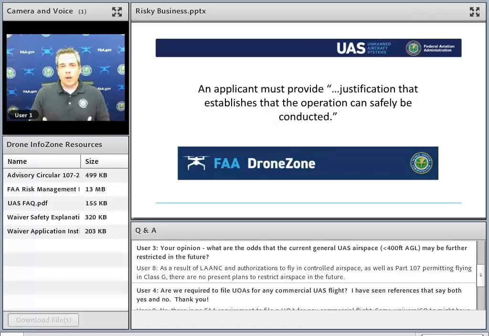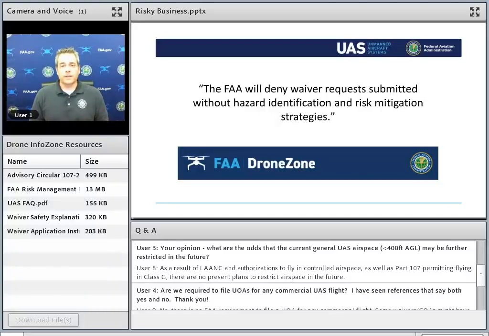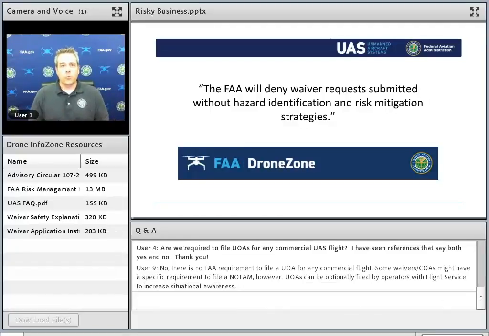But if you need further help in understanding that, in our waiver guidelines, right on our Drone Zone portal, we provide a couple of important points that you need to hear. One is that it's your job as a waiver applicant to provide justification that establishes that you're going to fly safely, that whatever you're proposing to us is going to be conducted safely. That is your responsibility. So we're going to try to help you with that responsibility here today and through the rest of our waiver series.